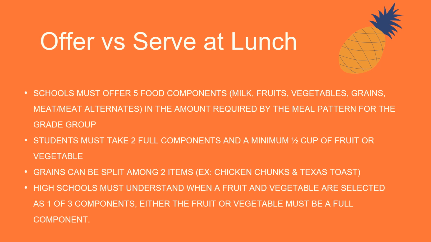Students must take 2 full components and a minimum 1/2 cup of fruit or vegetables. Grains can be split among 2 items, like chicken chunks and Texas toast. High schools must understand when a fruit and vegetable are selected as one of 3 components. Either the fruit or vegetable must be a full component.